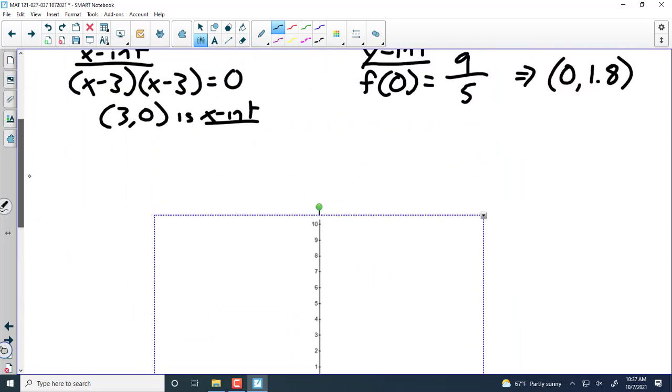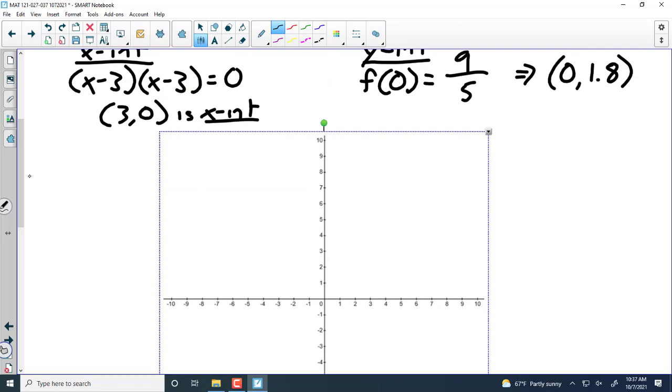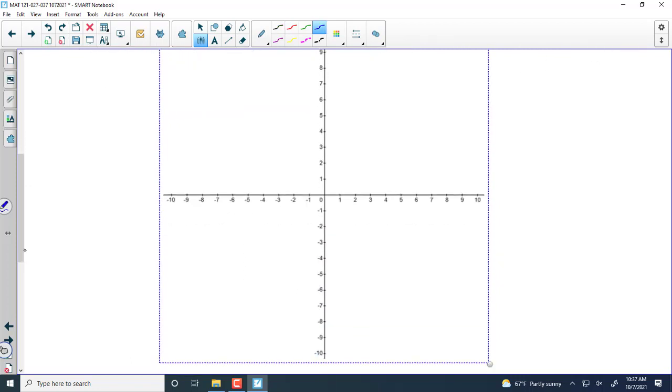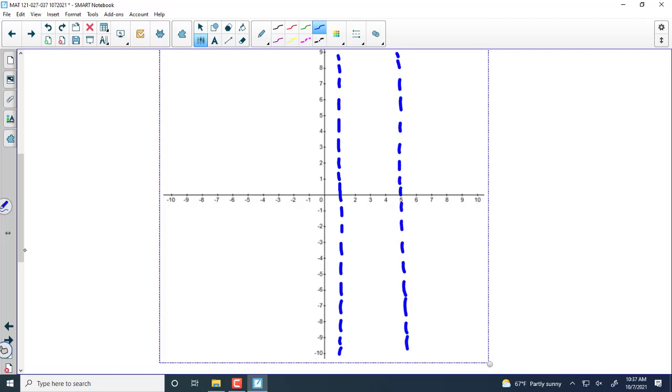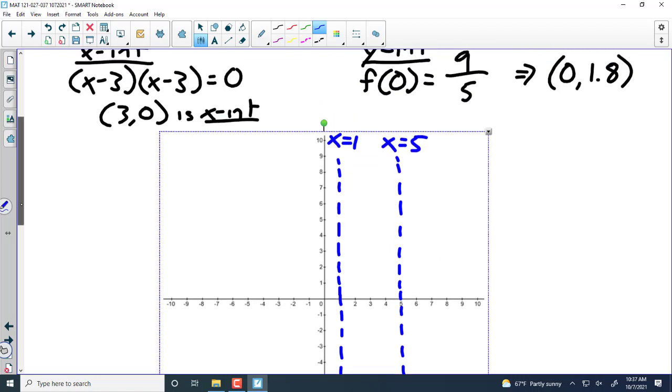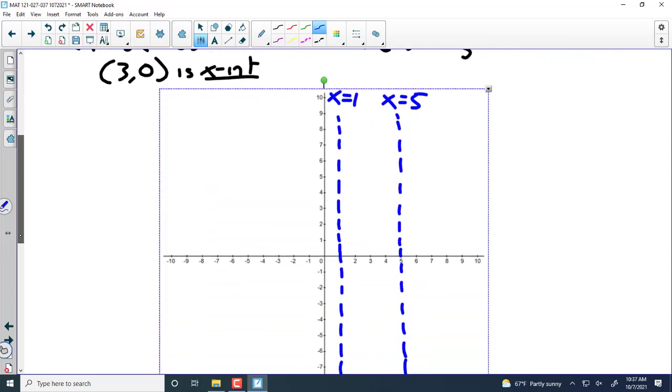All right, so I'm going to put some dashed vertical lines in here. I'm going to put one at 5 and one at 1. So there's my vertical asymptote at 1. And there it is at 5. So I'm going to write, x equals 1, x equals 5. And I do have a horizontal asymptote of y equals 1.